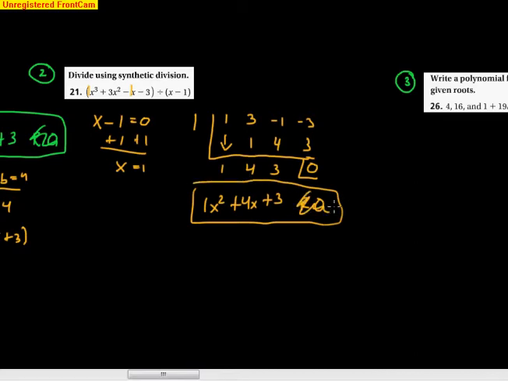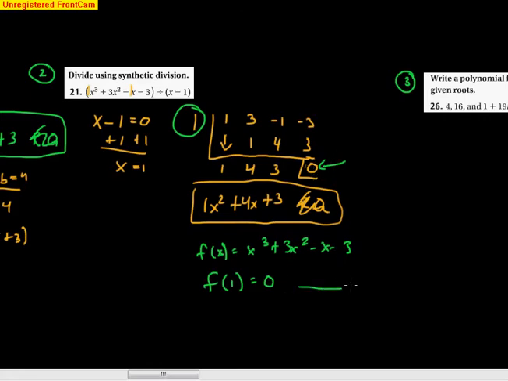What this means is x minus 1 is a factor of this polynomial, because you got a remainder of 0. Remainder of 0 means factor. Also, if this was written as f of x equals x cubed plus 3x squared minus x minus 3, this number is the evaluation of the function at this number. So this also means that f of 1 is 0. If you plugged 1 into the function, you would get 0 out. So remember the connection there between the remainder and evaluating a function.